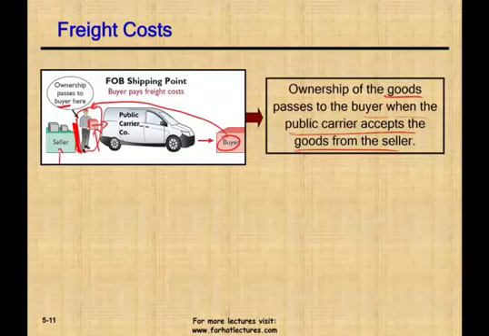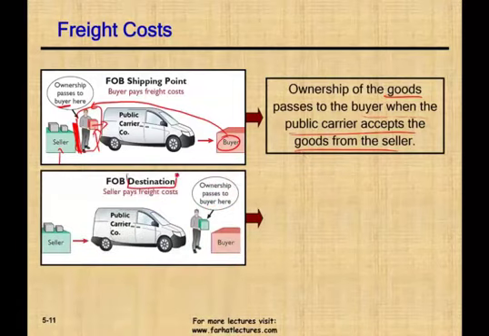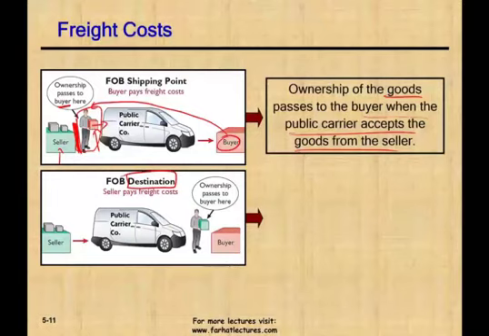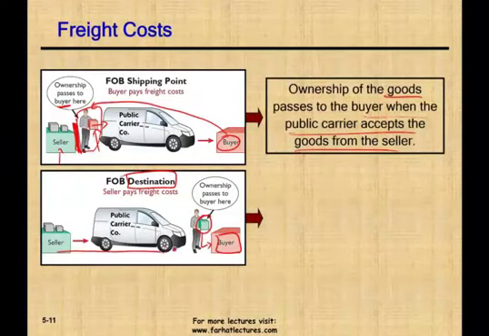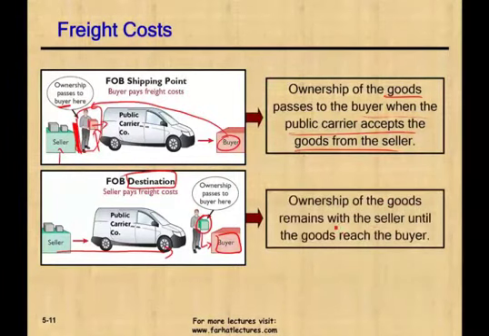Now, on the other hand, we could have FOB destination. What is FOB destination? FOB destination means if you are the buyer, the product is not really yours until they deliver it to your store. So notice the seller is now delivering the product to the buyer. And it's not really the buyer's until they knock on your door at your place of business and hand it to you. So ownership of the goods remains with the seller until the goods reach the buyer.